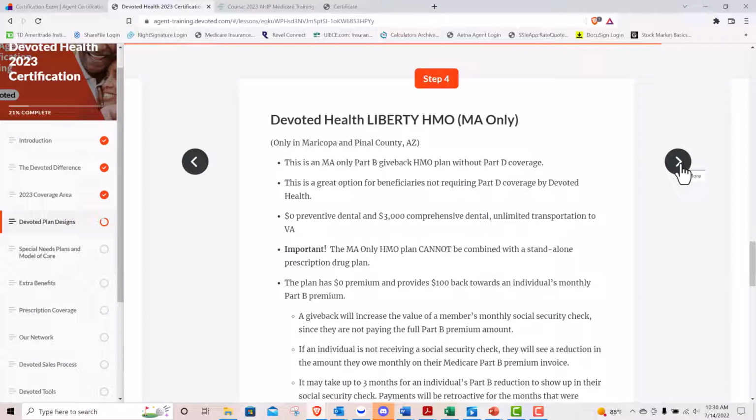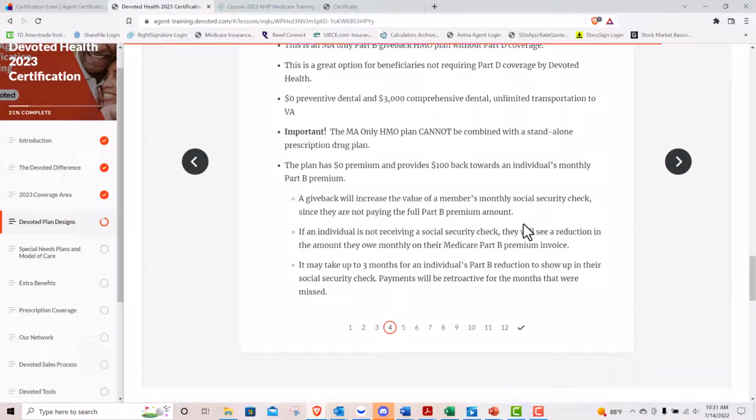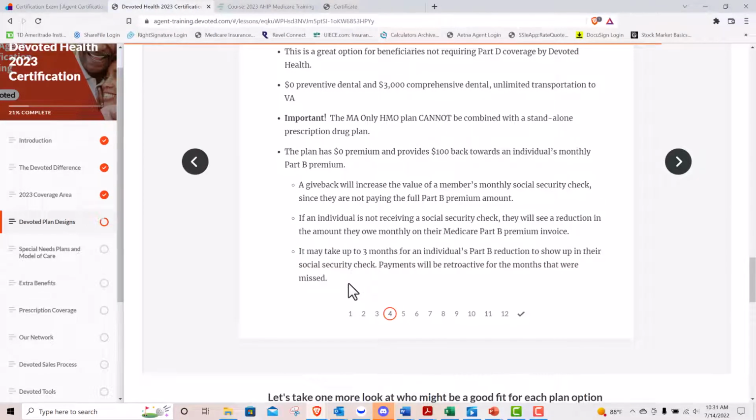Right, Liberty, this is MA only. I already thought this was their D-SNP, but it's not. Okay. And remember, anytime you do Social Security deductions, it may take up to 3 months. So even if you have someone who's paying their Part C premium from their Social Security, it can take 3 months, which means that they can get blasted one time for 3 months of premium. So always remember that.